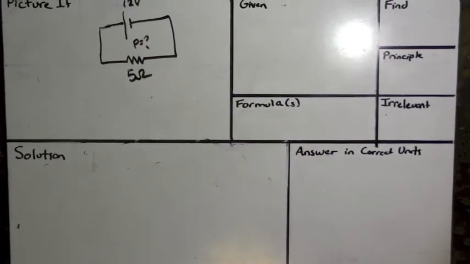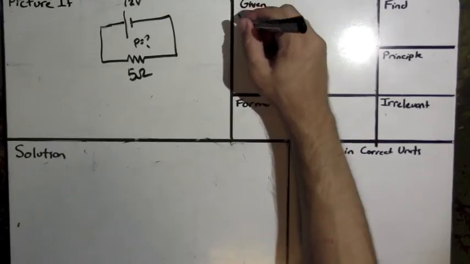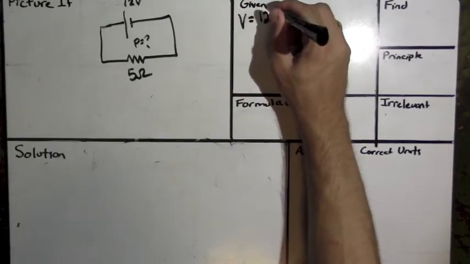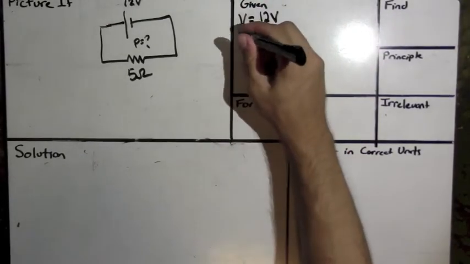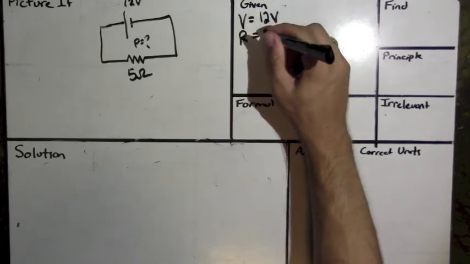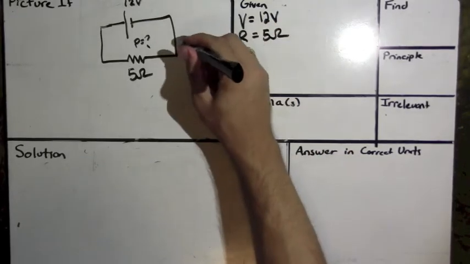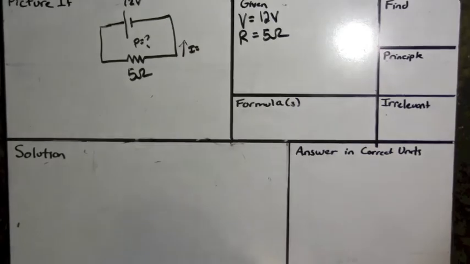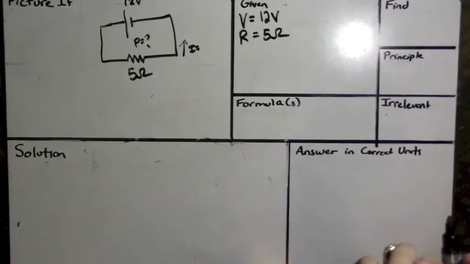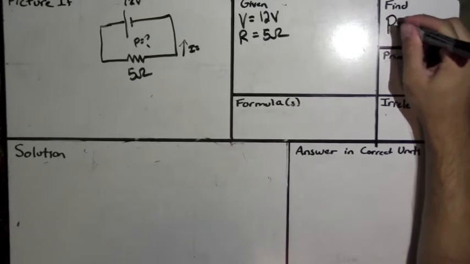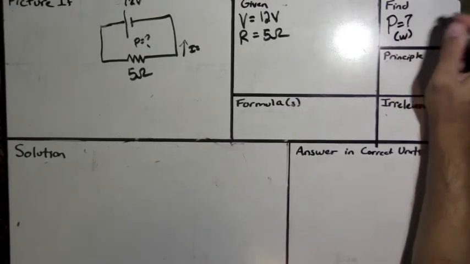So our given information is, we know the voltage is equal to 12 volts. We know that the resistance is equal to 5 ohms. We know there's got to be some sort of electrical current in order for this to work, but we don't really care what it is in this particular question. We know we are trying to solve for the power that is produced, and that should be in watts.